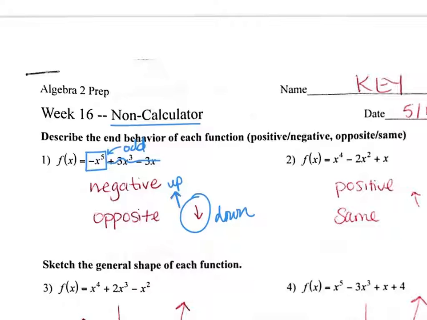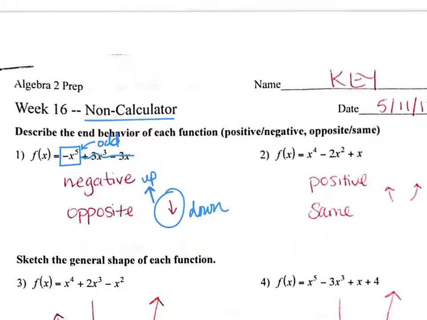Example 2, or question 2 rather, is very similar. I'm still just going to be looking at the very first part, and that is even, so I'm going to have the same end behavior. And it's a positive number, which means both sides, left and right, are both going to be going up.